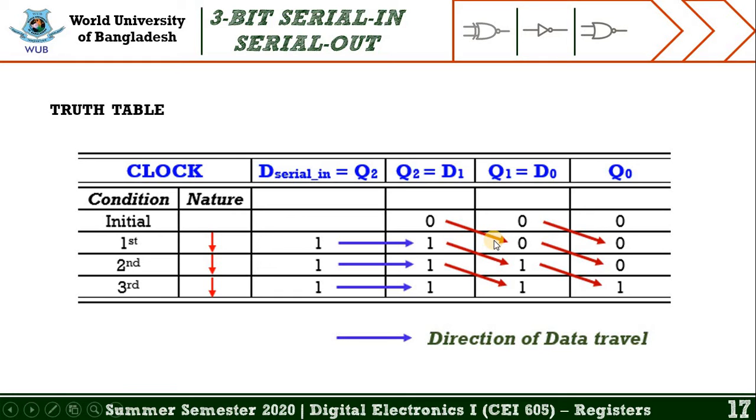And that's all for the truth table of 3-bit serial in and serial out. So let's move to the next slide to explore another design mechanism which will come after the waveform of this design. So let's move to the next slide to explore the waveform of 3-bit serial in and serial out.